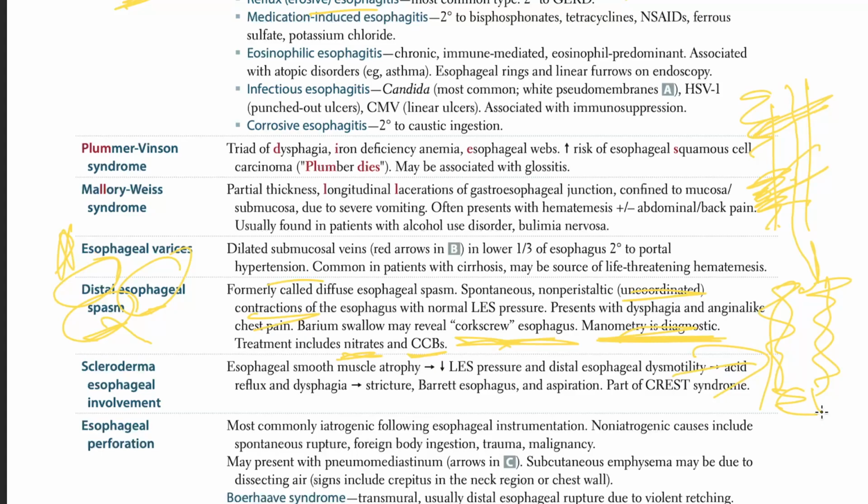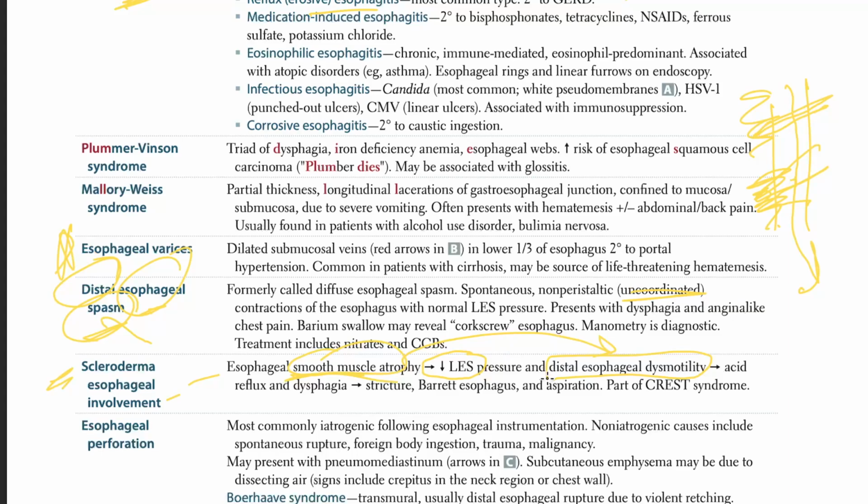Okay. Now, scleroderma esophageal involvement: esophageal smooth muscle atrophy. In scleroderma, you have atrophy of the esophageal smooth muscles, leading to decreased LES pressure, and distal esophageal dysmotility leads to acid reflux and dysphagia. Okay, leading to strictures and Barrett esophagus. Again, this is simple. You have the smooth muscle atrophy. When you have the smooth muscle atrophy, you decrease the LES pressure, right? And because of the smooth muscle atrophy, one thing is that you have distal esophageal dysmotility.